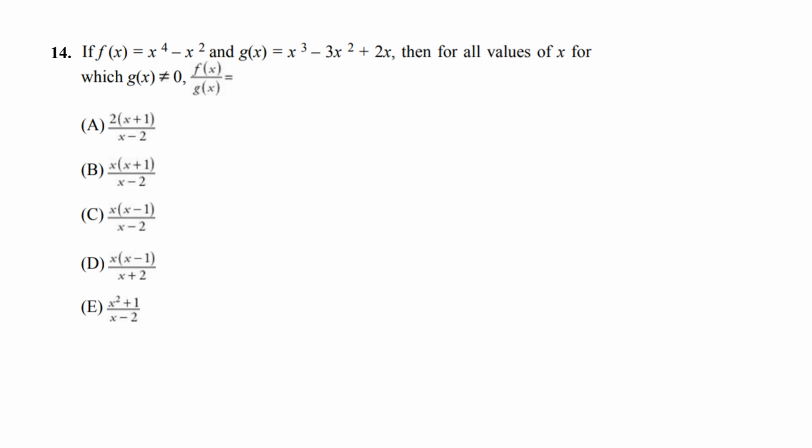This one's a little more complicated version of what we just did. If f of x equals x to the 4th minus x squared, and g of x is x to the 3rd minus 3x squared plus 2x, then for all values of x for which g of x does not equal 0, what is this ratio?